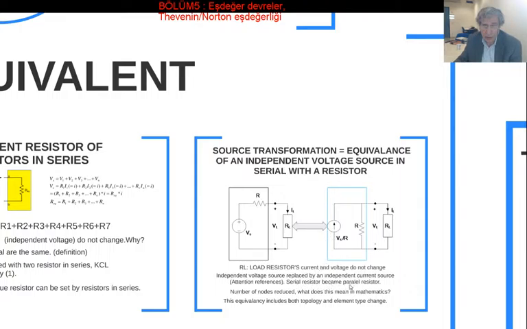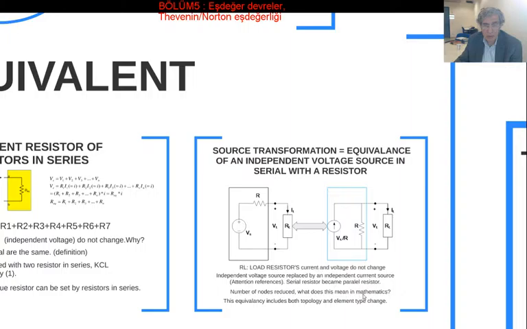Serial resistors became parallel here. We are going to see parallel resistors later on, maybe. Forget that information now. The number of nodes reduced. If you look at the left hand side, the number of nodes is 1, 2, 3, and in the right hand circuit we've got just 2. So one of the nodes is reduced.